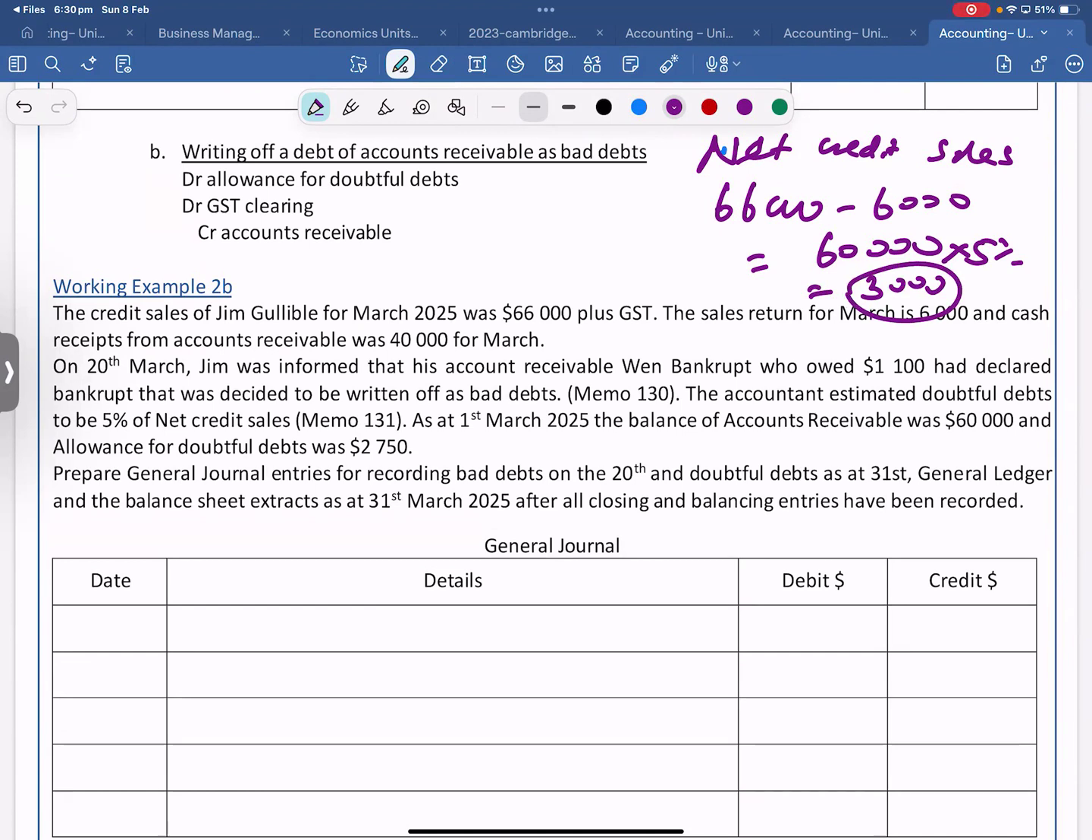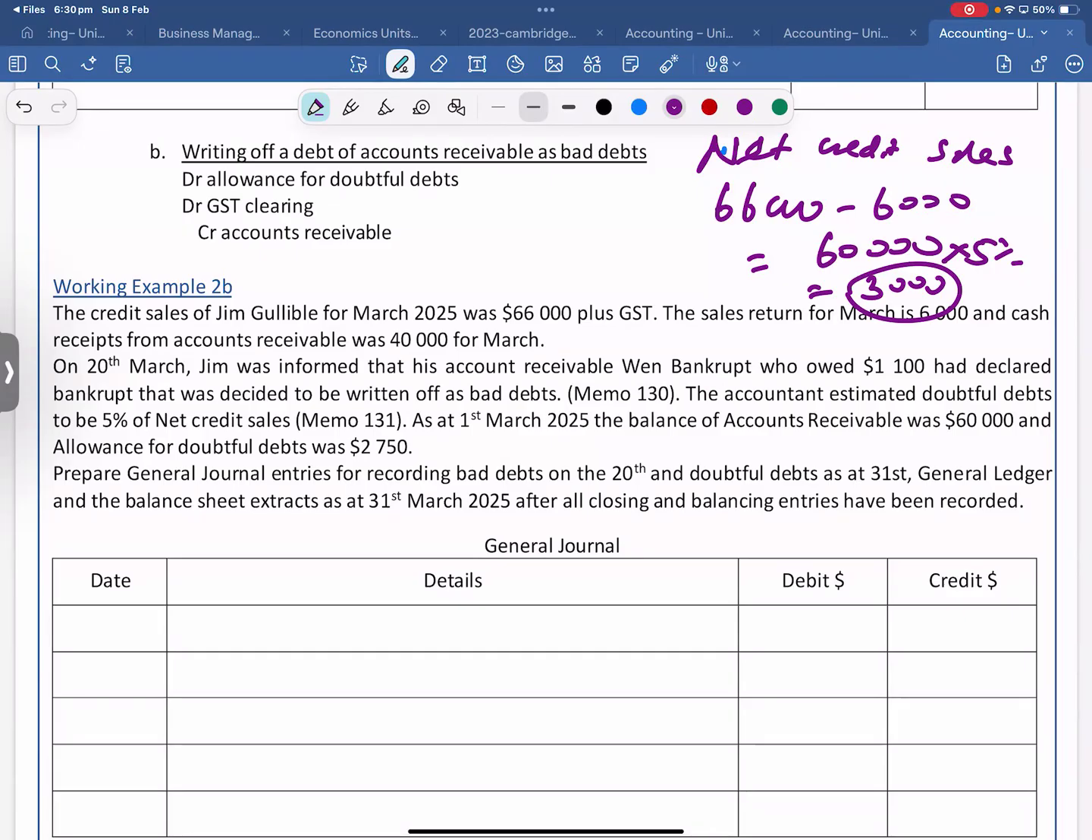Right, now what has happened? On 20th March, Jim was informed that his account receivable went bankrupt. They had declared bankruptcy. That was decided to be written off as bad debts. Memo 130.